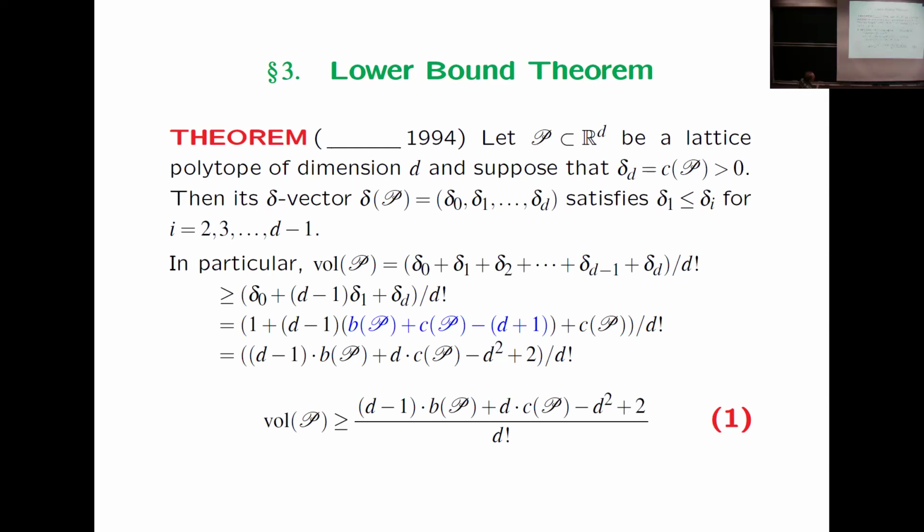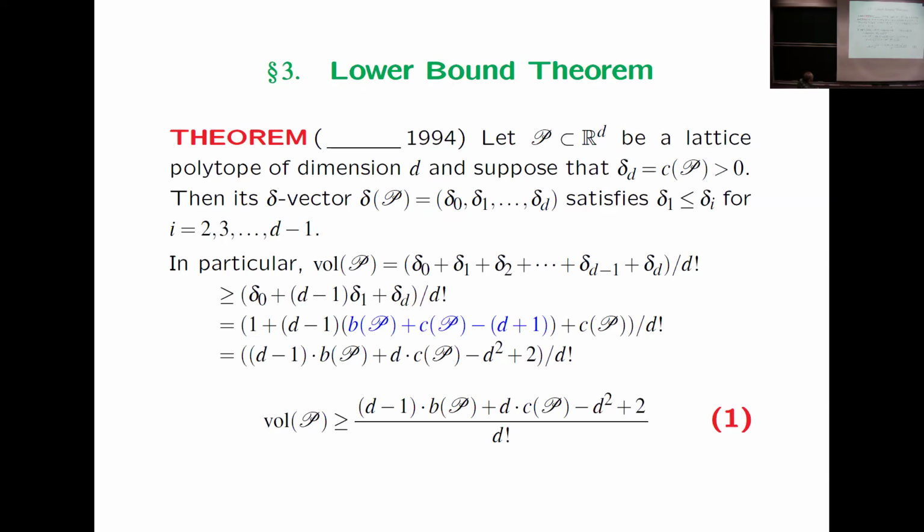And each of delta_2, up to delta_{d-1}, is bigger than or equal to delta_1. So the volume is at most (d minus 1) times delta_1 plus the rest. So delta_2, delta_3 are bigger than or equal to delta_1. And delta_1 is B plus C minus d plus 1, and delta_d is C. So the volume is bounded by (d minus 1) B plus d C minus d squared plus 2, over d factorial.